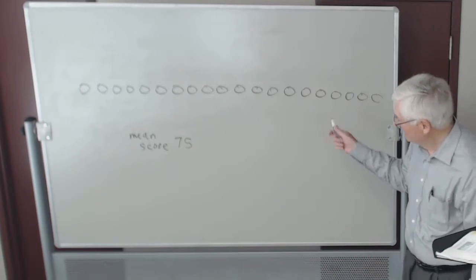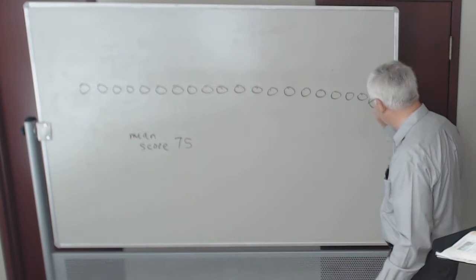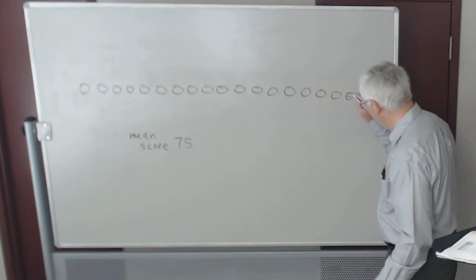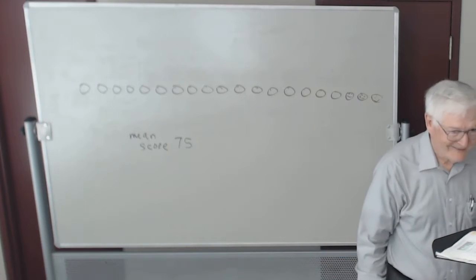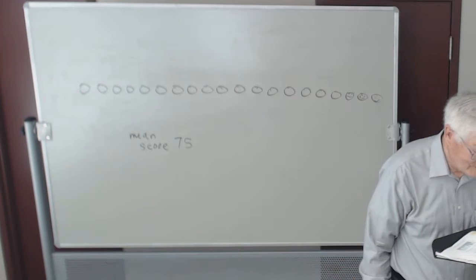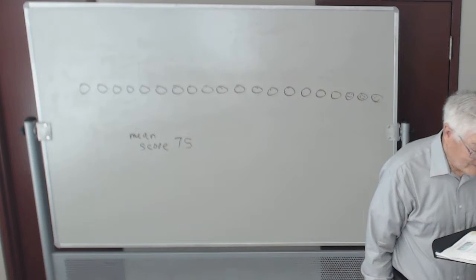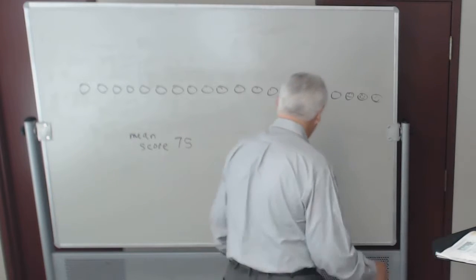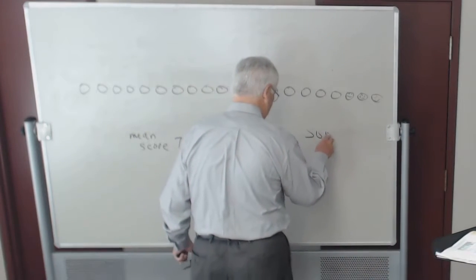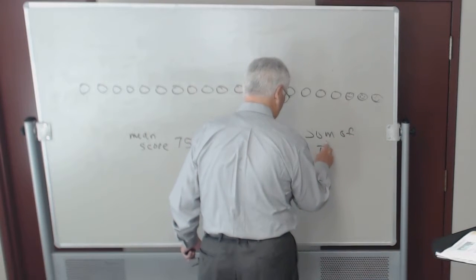So I've got 20 little chippers up here. You want me to put smiley faces on them? And the mean score is 75. What's the sum of the 20 scores?